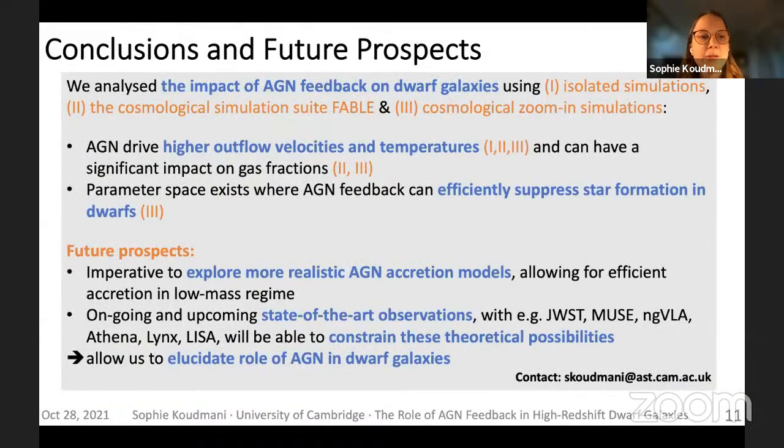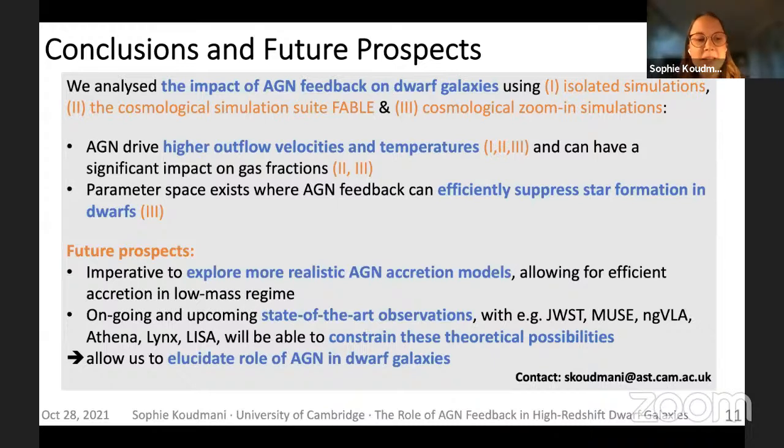And this brings me to my conclusions. We analyzed the impact of AGN feedback on dwarf galaxies using isolated simulations, the cosmological simulation suite FABLE, and cosmological zoom-in simulations. We found that AGN drive higher outflow velocities and temperatures and can have a significant impact on gas fractions. And we also identified a parameter space where AGN feedback can efficiently suppress star formation in dwarfs.